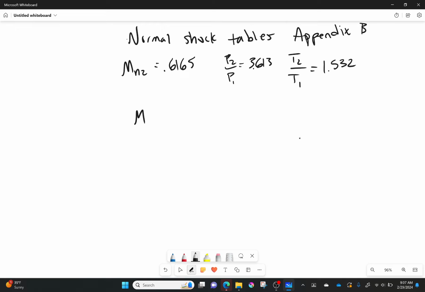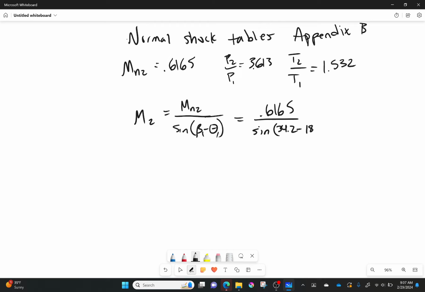So M2 is going to be equal to my normal Mach number 2 over sine of beta 1 minus theta 1, because that's what's causing this shock wave in the first place. And so I plug it in, I get 0.6165 over sine of 34.2 minus 18.2, which would become 2.24.